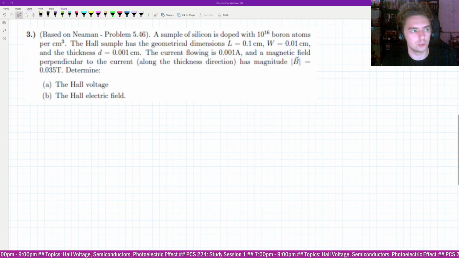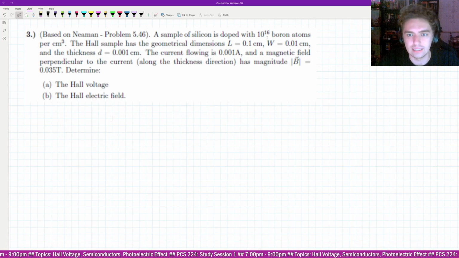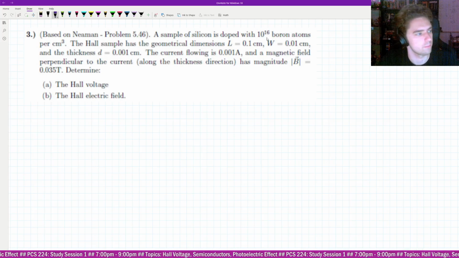Okay, so a sample of silicon, I think it's silicon, is doped with 10 to the 16 boron atoms per centimeter cubed. The Hall sample has geometrical dimensions: L is that, W is that, D is that. The current flowing through is that, and a magnetic field perpendicular to the current has magnitude that. Find the Hall voltage, find the Hall electric field.